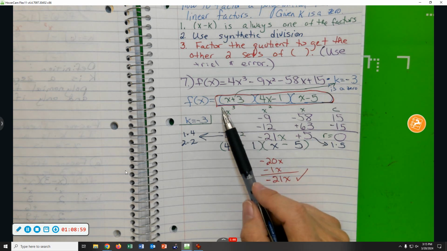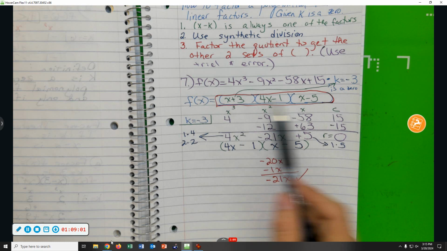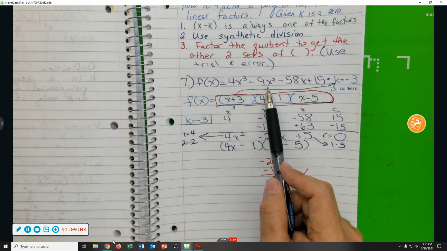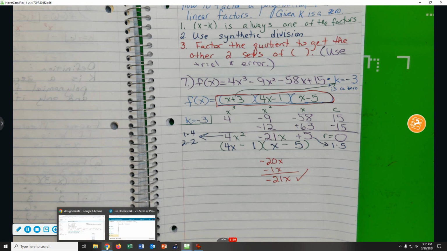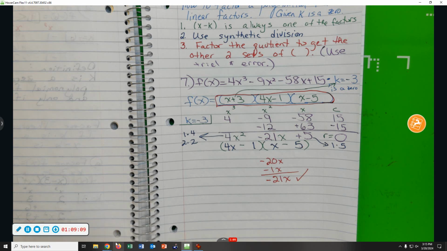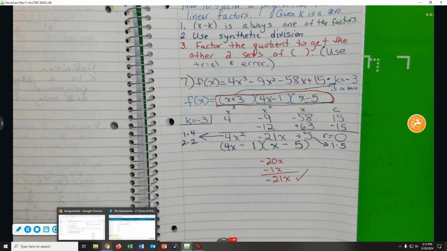Okay, so but how do you arrange the rest of this stuff to generate a negative 9x squared minus 58x? I think that would be very time consuming. The first terms in each parentheses have to multiply together to give you a 4x cubed. The last times last times last has to give you a positive 15. Oh, wow. I think it would take a very long time to figure that out.